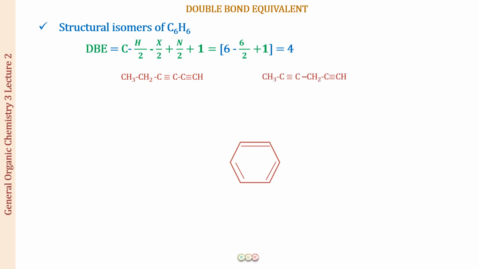Another, I can vary the position of the triple bond. I can put it at position number 1, at position number 4, at position number 1, at position number 5. I can vary, I can put this at position number 2. So there are going to be many possibilities. I'm not drawing all the structures, I'm just trying to explain what the possibilities are. Now you are well versed with the various types of isomerism, so you should be able to draw all the possible structures.